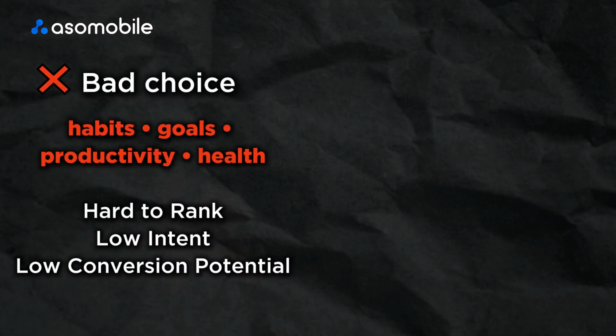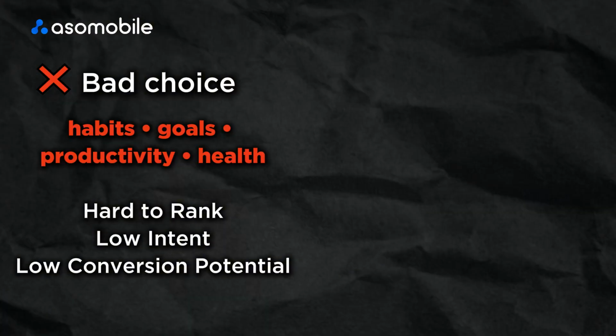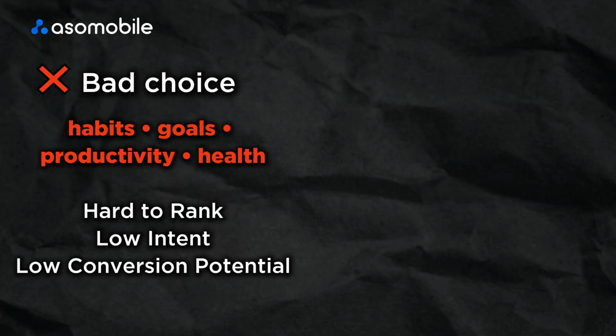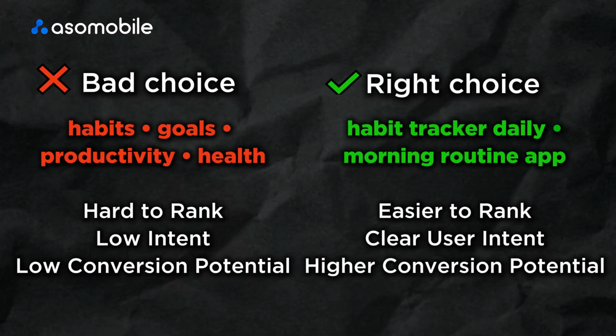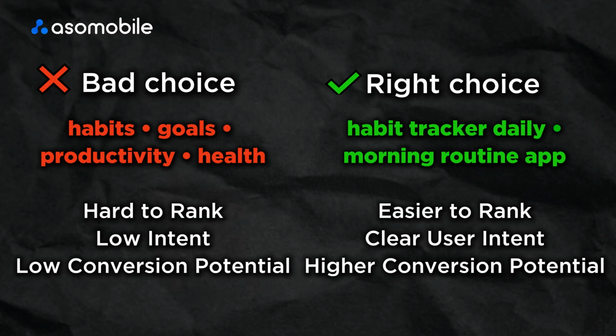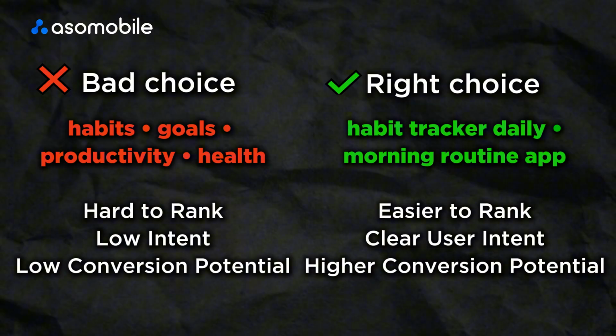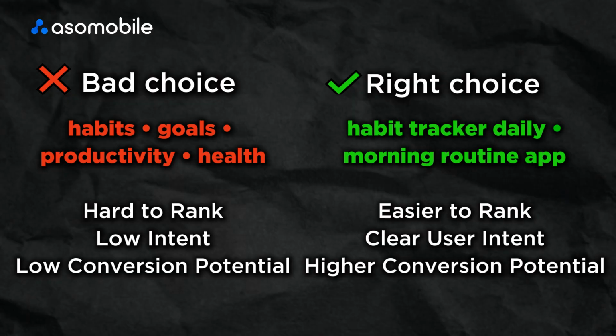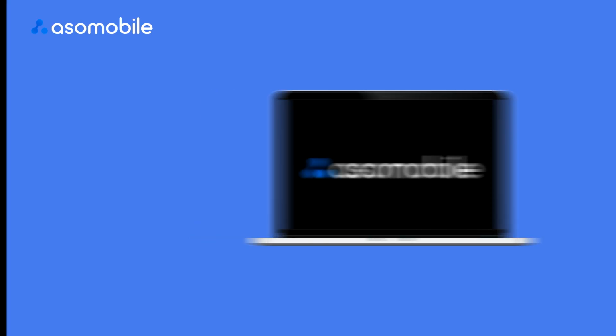So, bad choice, a straight list: habits, goals, productivity, health, self-improvement. Too broad, informational intent, near zero conversion. Right choice, after Keyword Suggest plus Keyword Finder: habit tracker daily, habit tracker with streaks, morning routine app, routine builder, streak counter. Specific, functional, ready to rank.